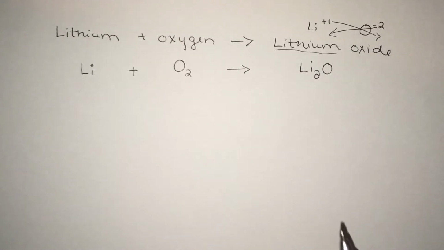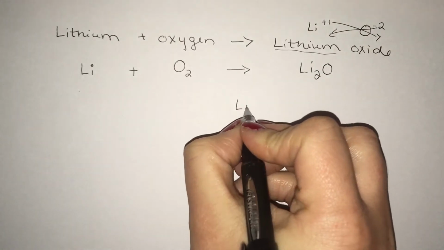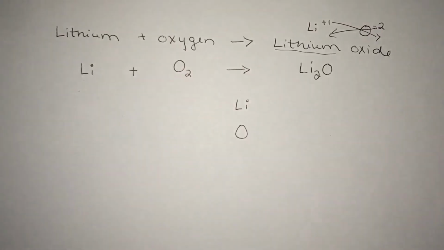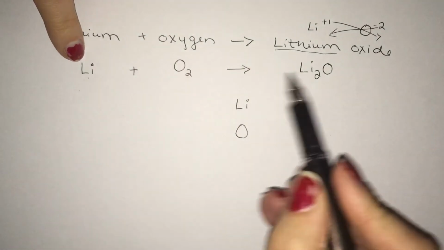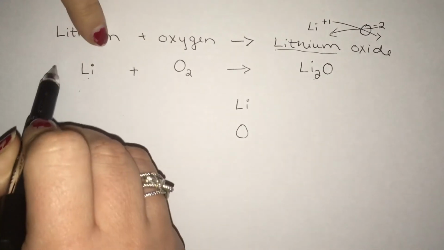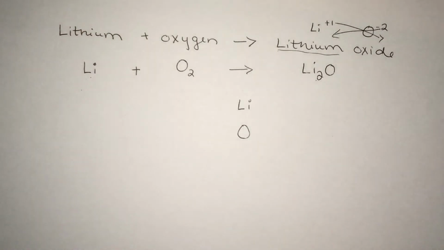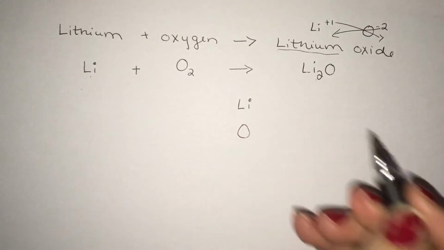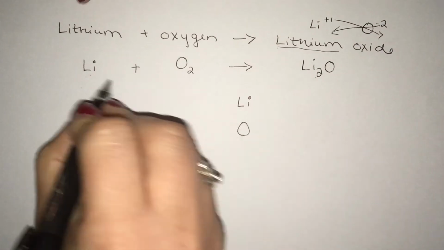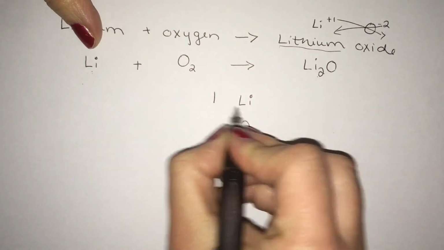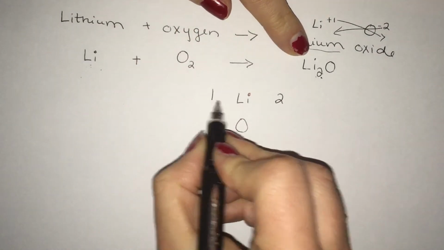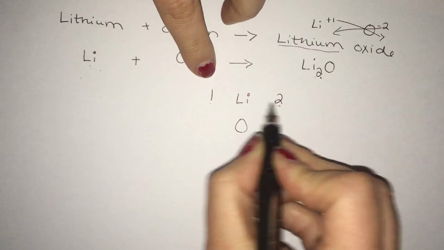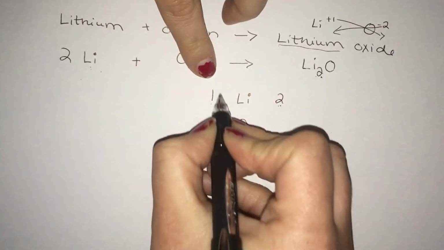And now to balance it, we'll do the tally method. If you don't want to, you don't have to. If you can see that there's 1 lithium on this side, there's 2 on this side, I need to write a 2, go for it. But until you're comfortable with it, you can do the tally method. You just count how many lithiums you have on each side. You have 2 lithiums here. Okay, so 1 and 2, that's not equal, so we need to make this a 2.